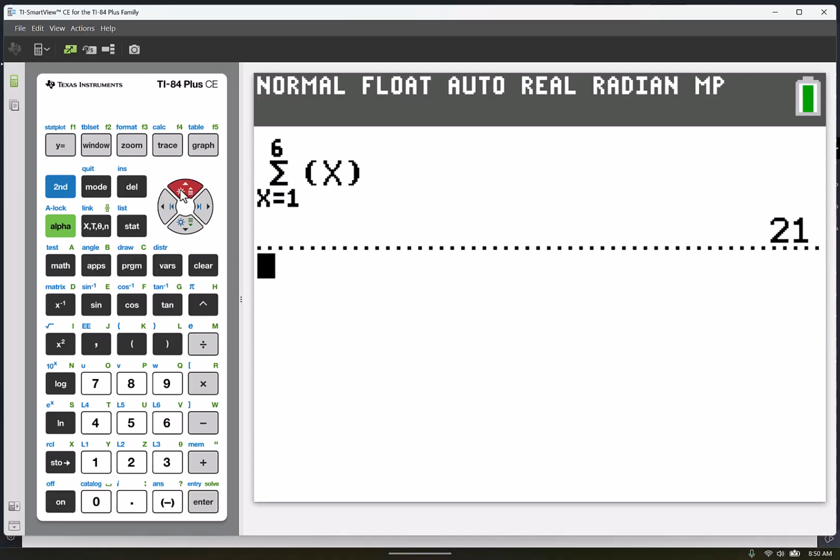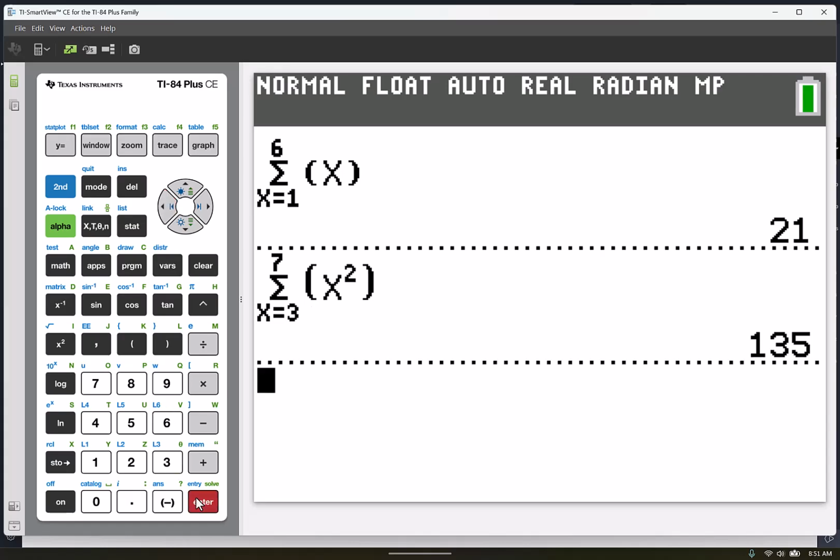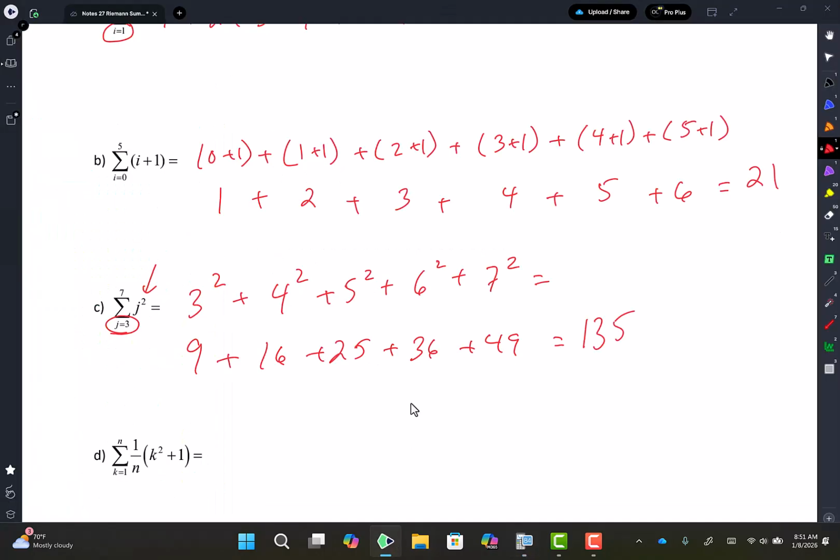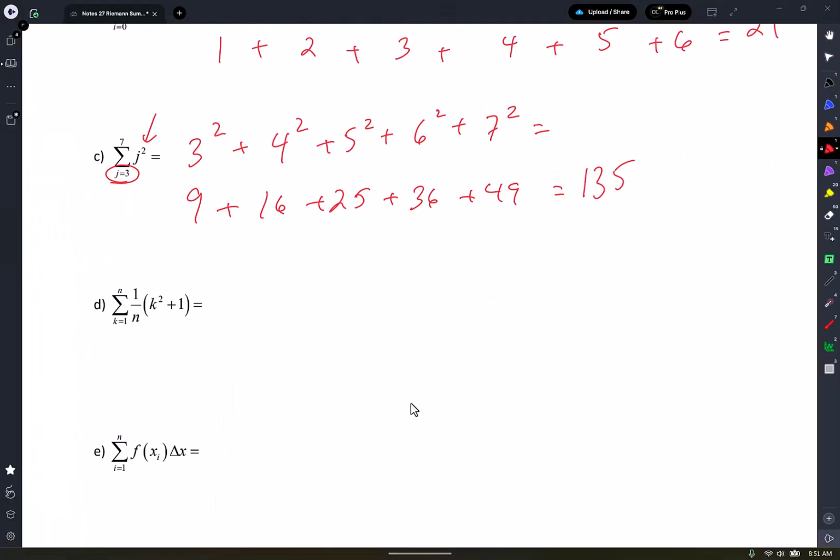Look, I can just scroll up and just push x squared. And where was the start? 3, and what was the end? 7. 3, 7. There it is. See? It works. Cool, right? All right. Chop, what about this one?